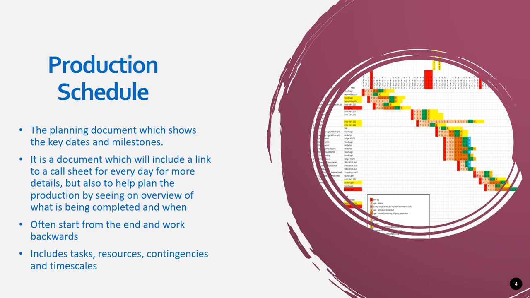Often these production schedules are put together from the end and working backwards. So you think, what's my deadline? What is it I want to achieve? And you work back, putting together a list of all the tasks that you need to complete. Once you've got your task list, you can start allocating resources to each task. You can start putting in contingencies in case something goes wrong with one of those tasks. You can give each task a time scale. How long is it going to take? When does it need to be completed by?